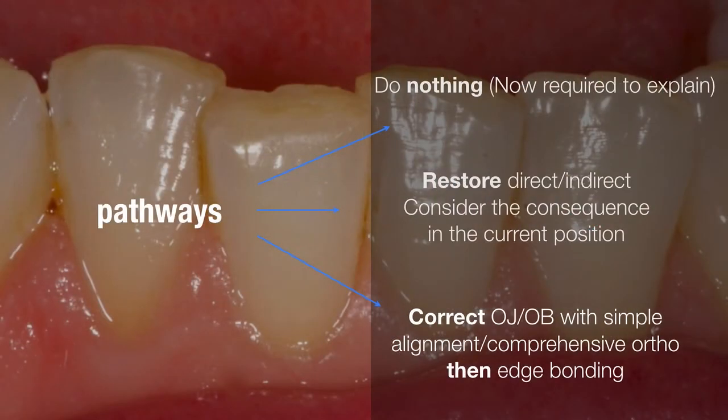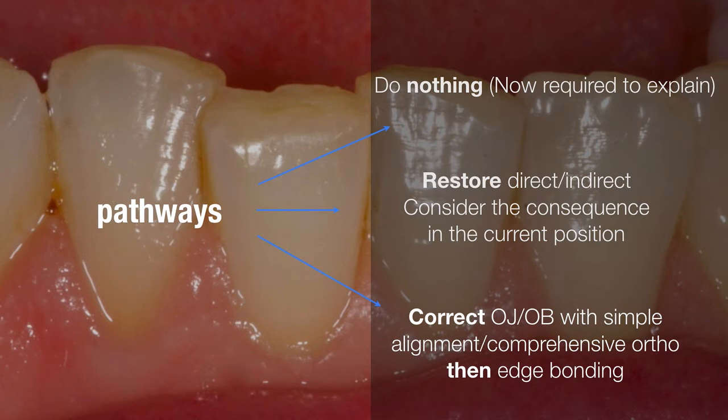The choices we've got for this case are, number one, we can just do nothing. We can explain to the patient. You could actually also give the patient a retainer to stop the teeth getting any worse. That's actually an option as well. But if you do nothing and you identify this problem, you must explain to the patient that the problem potentially could get worse over time.